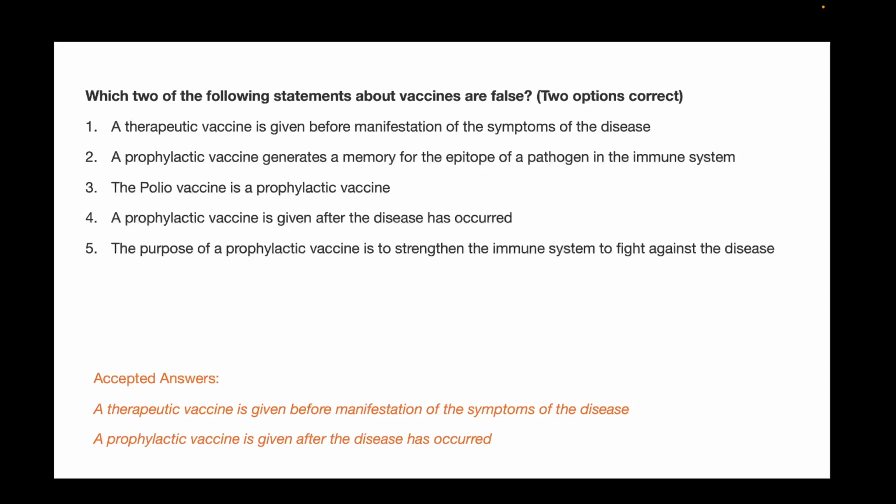So a therapeutic vaccine is usually given after the disease has occurred, while prophylactic vaccines are given before the disease has occurred. So prophylactic vaccines help in generating a memory for the epitope of a pathogen in the immune system and help enhance the immune response in case of the actual disease. Whereas therapeutic vaccines are generally administered after the disease has developed, so as to fight against that ongoing disease.